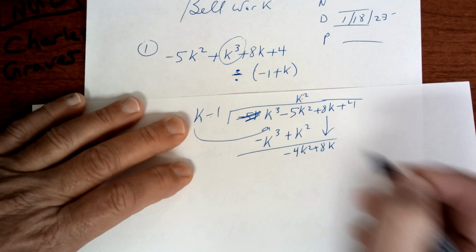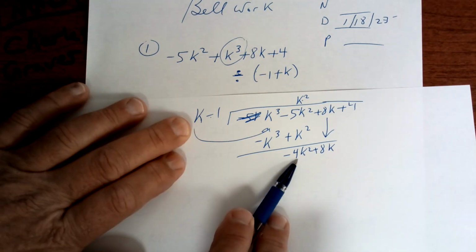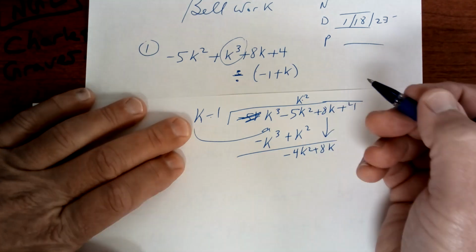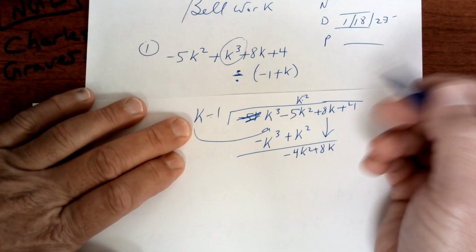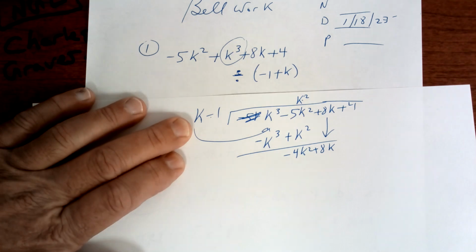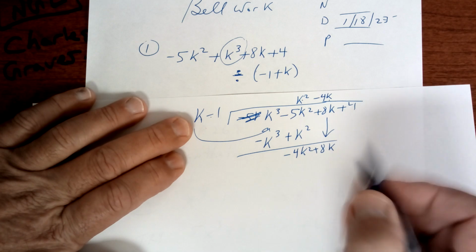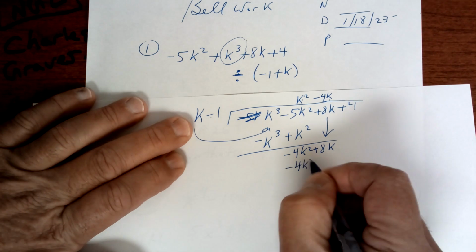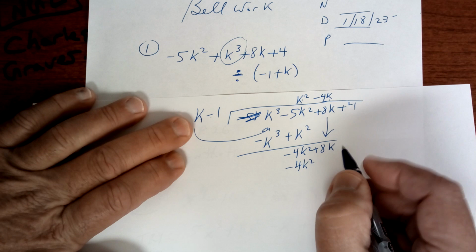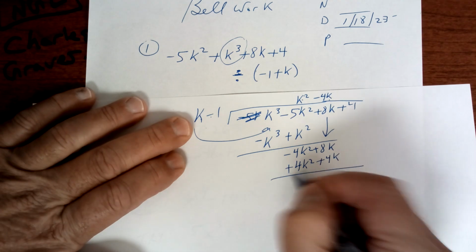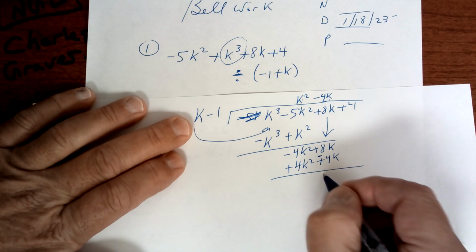So here you're going to do k times negative 4k. And this one right here, we're going to put negative 4k. When we do that, we're going to get negative 4k squared. And then that's going to be a plus 4k. When you subtract, this changes, so you're going to end up with 4k.